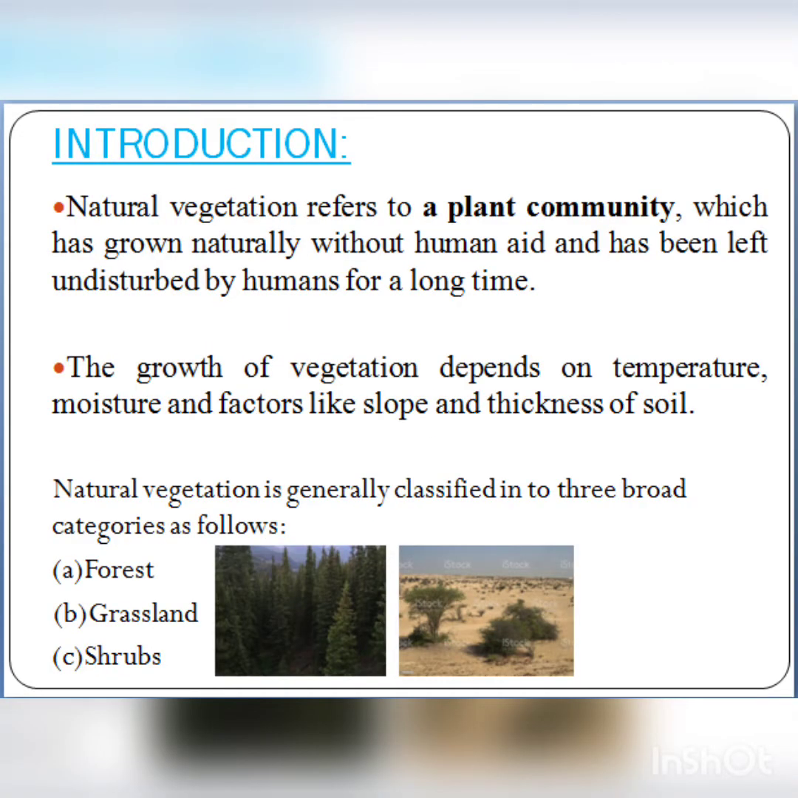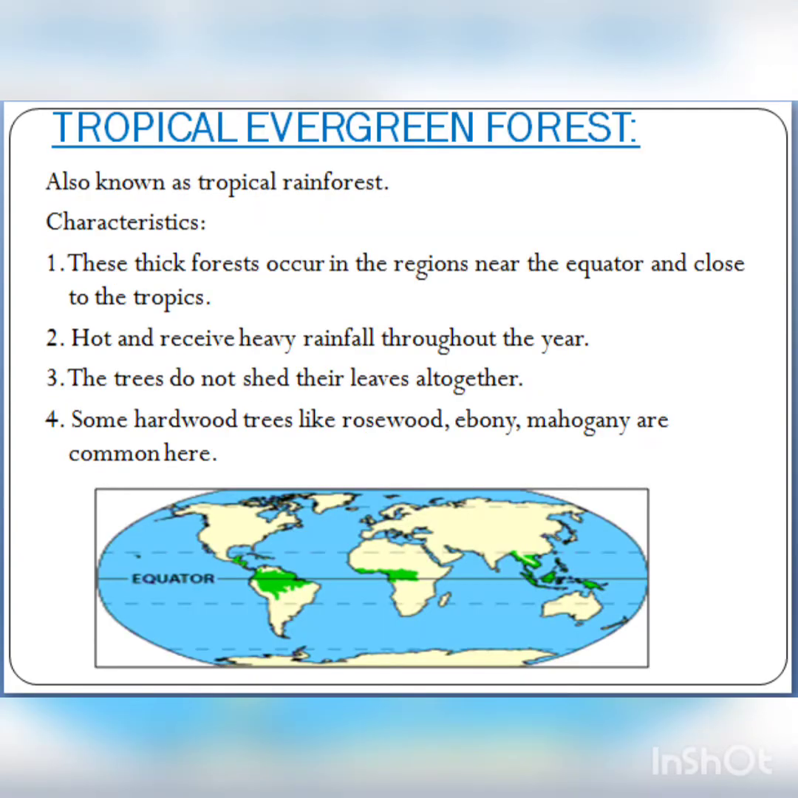So, what is natural vegetation? Natural vegetation refers to a plant community which has grown naturally without human aid and has been left undisturbed by humans for a long time. The growth of vegetation depends on temperature, moisture, and factors like slope and thickness of the soil. We can classify natural vegetation into three broad categories. They are forest, grassland.